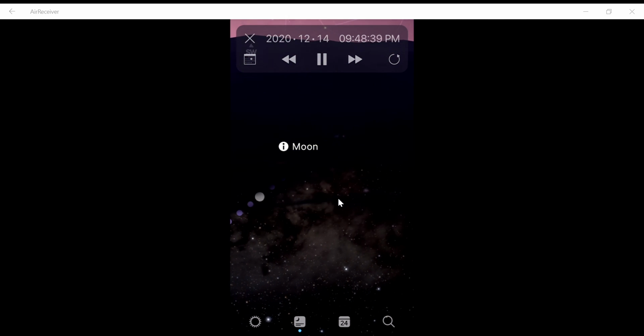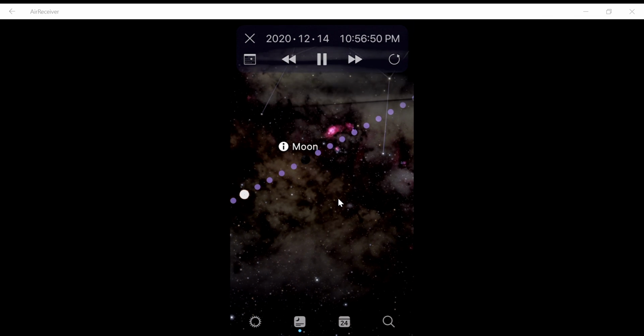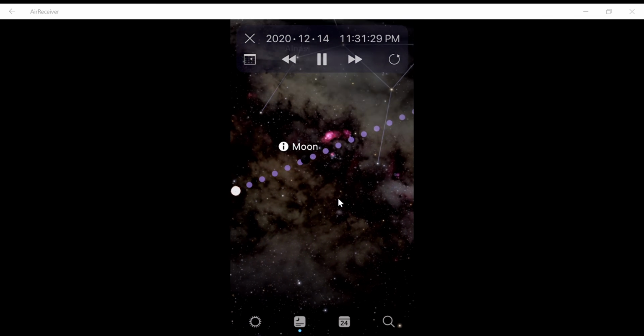So yeah, that was a simulation of how an eclipse occurs at either Rahu or Ketu.